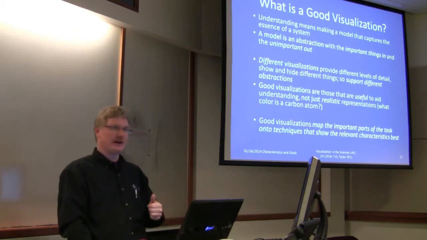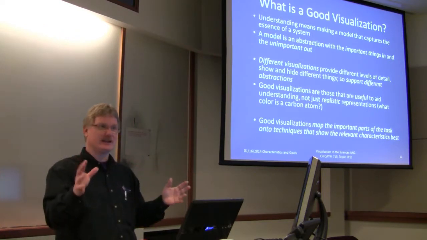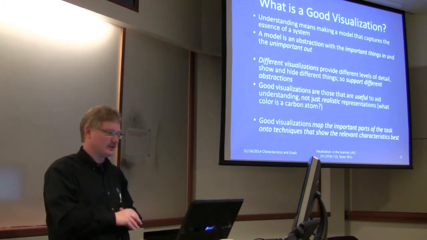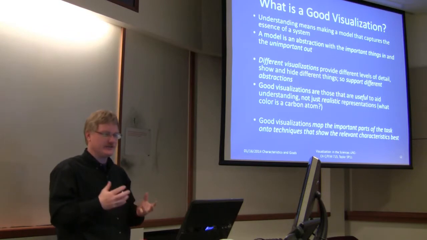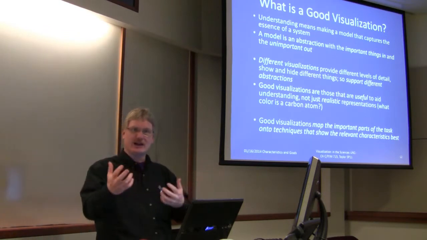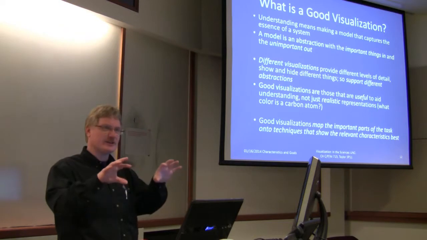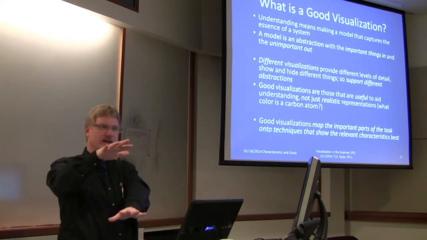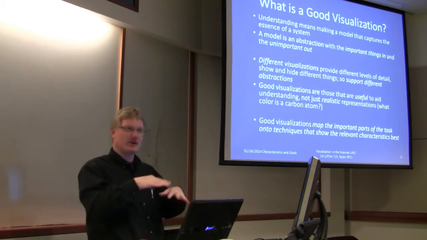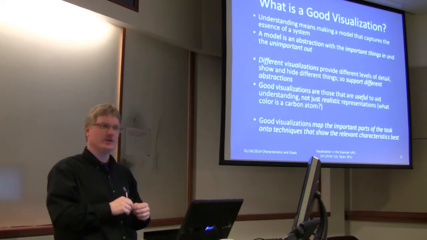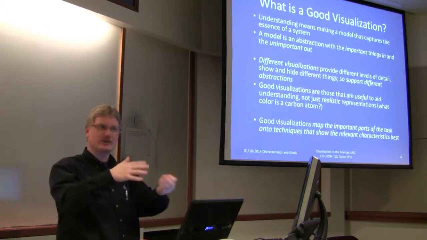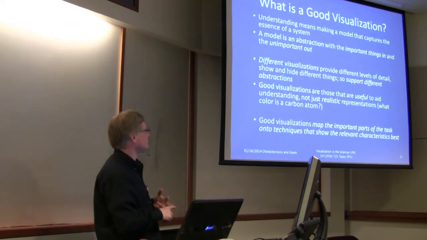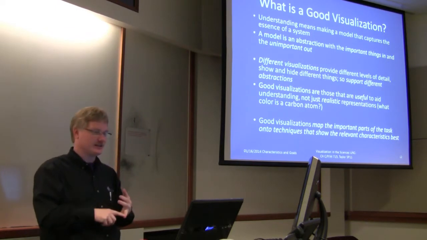It turns out there's no way to have a model that includes everything. That's just the original data set, which really means I don't want the extraneous stuff. I want the important stuff. Well, different visualizations give you different levels of detail. They show and hide different things, and so they support different abstractions, right? So if I'm looking for areas where it's the highest, that will hide the areas that are lowest. If I'm looking for high frequency areas, I can support that with lighting, but not so well with color, and we'll see this as we go through the class. So good visualizations are those that are useful to aid understanding, not just realistic, right?